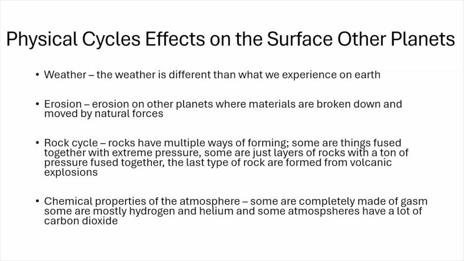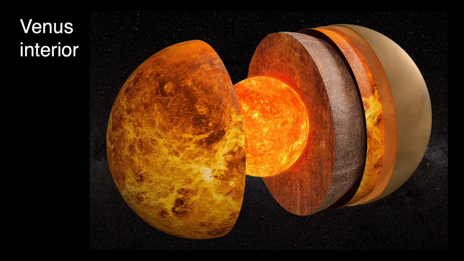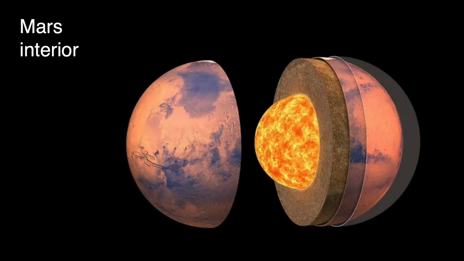Chemical properties of the atmosphere. Some planets have an atmosphere full of gas, some mostly hydrogen and helium, and some atmospheres just have a lot of carbon dioxide. Planets' interiors. All planets have interiors, usually comprised of a crust, mantle, and some sort of core, as shown again.